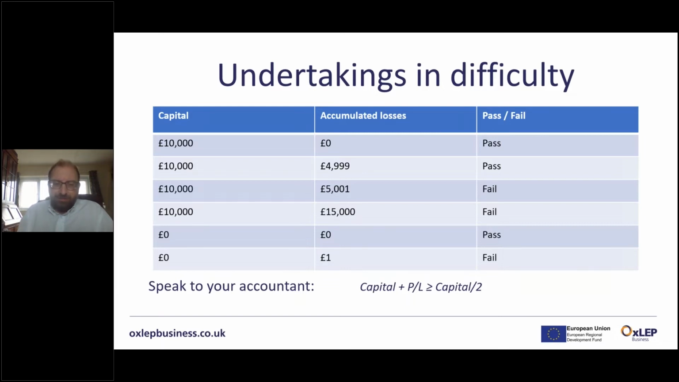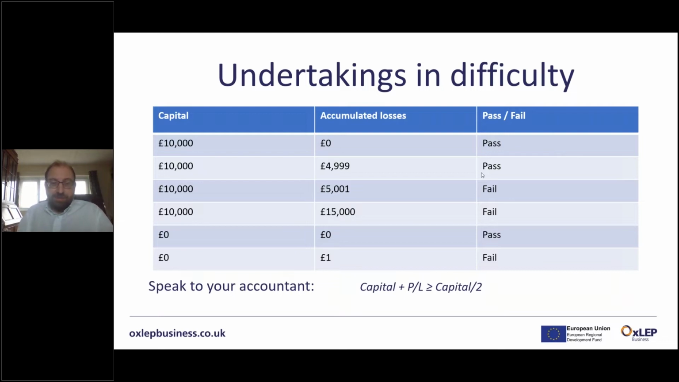So this slide's got a fairly simple table in that sets out the pass-fail criteria for the undertaking difficulty test. Basically, if you have £10,000 of capital, no accumulated losses, clearly you pass the test. If you've lost £4,999 worth of that capital, again, you pass the test. If, however, you've lost £5,001 of that capital, you would fail the undertaking difficulty test.